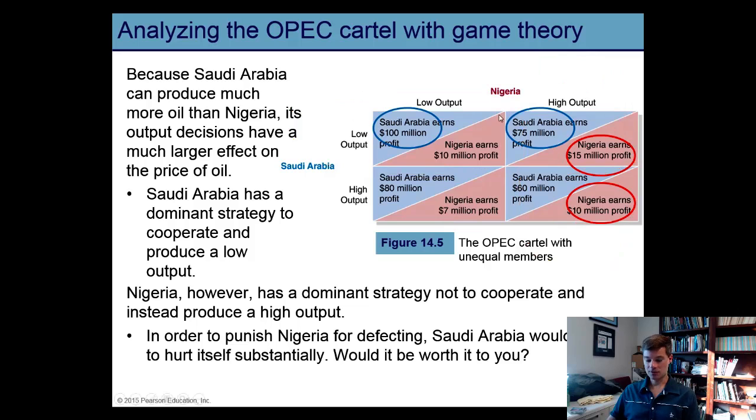You'll notice, however, that the upper right-hand box is not where joint profits are maximized, and this is because Nigeria has an incentive to cheat, not abide by a cartel agreement with low output, and instead produce a high level of output and in the process raise its profits from 10 million to 15 million. This is a good illustration of why the cooperative outcome, where profits are maximized, is difficult to achieve.